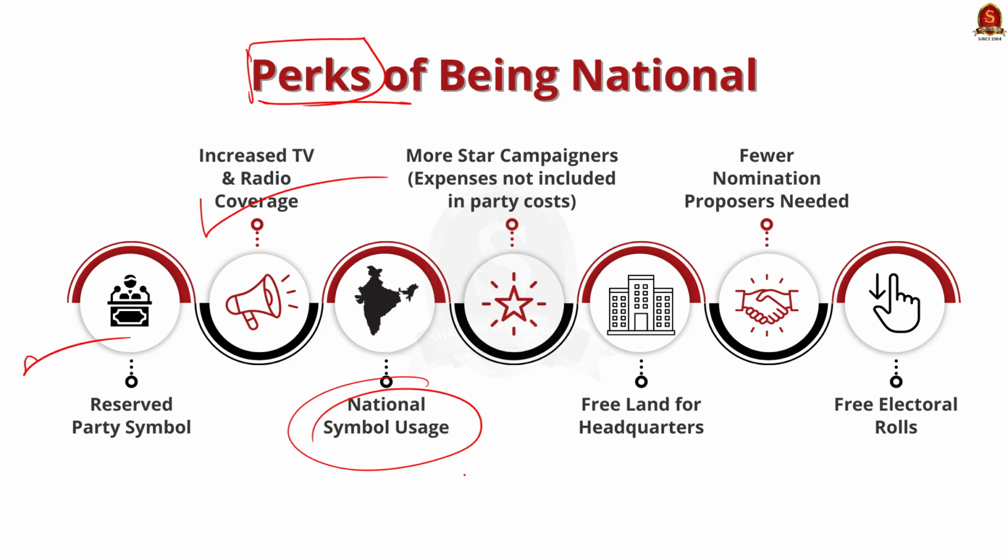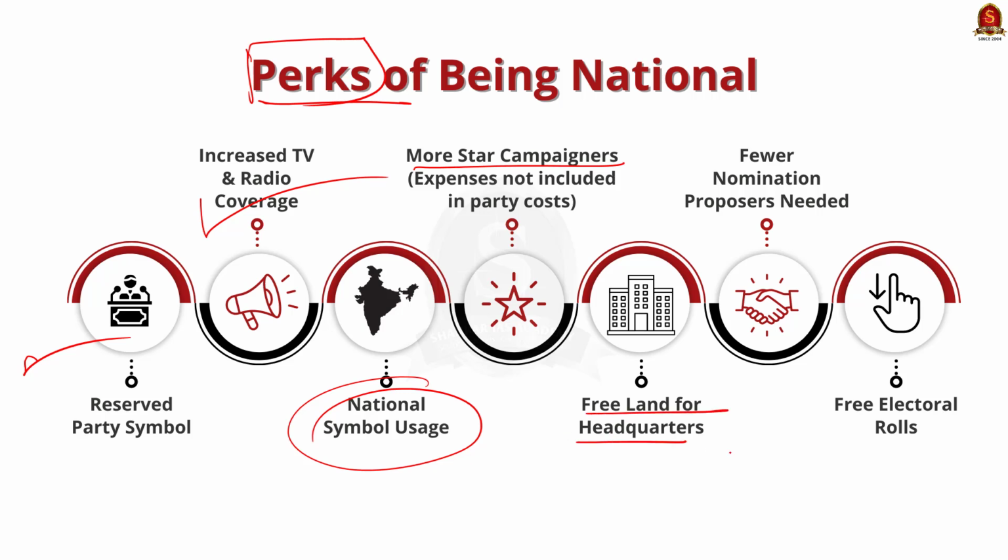Also, a national party can engage 40 star campaigners compared with 20 for a registered unrecognized party. The expenses of a star campaigner are not included in the party's overall cost of organizing an election campaign. A national party receives land from government to build its headquarters.